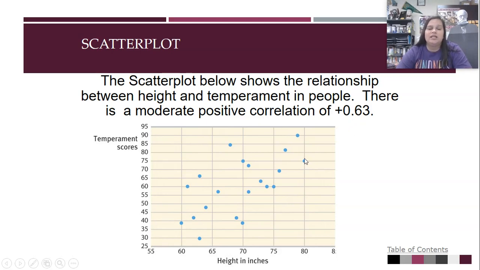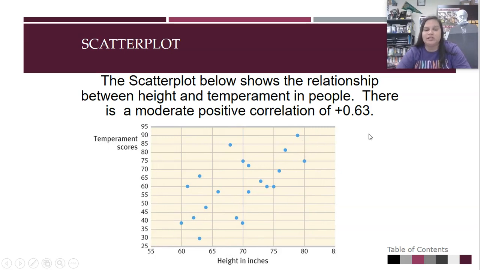So that means height does seem to correlate with temperament, that the taller somebody is, it seems that they get angry a little bit easier. Now, you can tell this is a positive correlation because if we were to try to connect the dots, they're gradually going upward. If this was a perfect correlation, the dots would be closer to the line of being a perfect 1.0. But because it's only plus 0.63, they're still scattered a little bit. So there's not a perfect slope there, but you can tell that there's an upward trend.